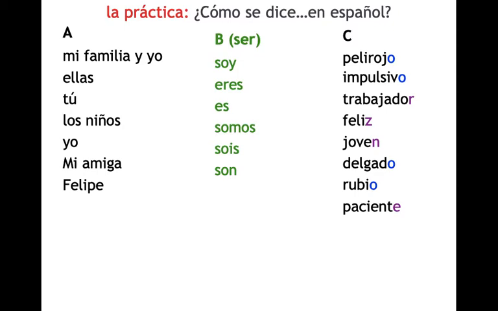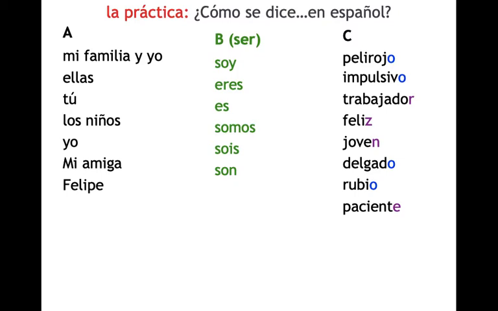Notice in letra C, you have the adjectives in the masculine singular form, which is how you would find them in a dictionary. So it's up to you to understand the rules of the language and be able to change an adjective that you find into the form that you need. Feminine, plural, masculine or feminine, plural. So, ¿cómo se dice en español?